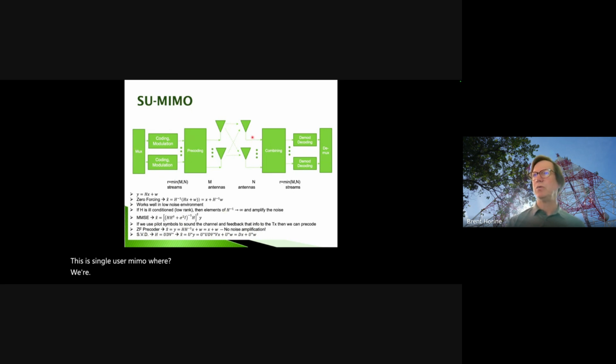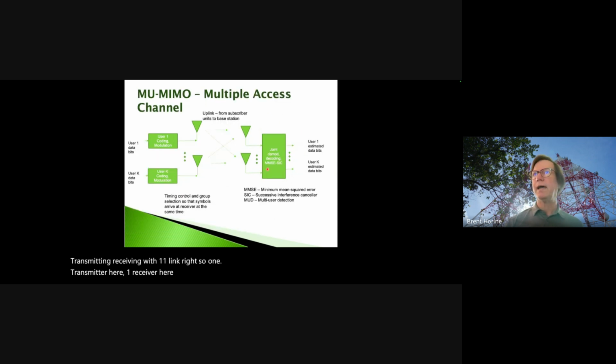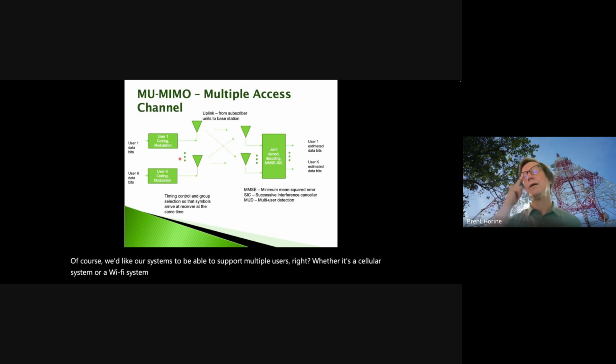transmitting and receiving with one link, right? So one transmitter here, one receiver here. Now, of course, we'd like our systems to be able to support multiple users, right? Whether it's a cellular system or a Wi-Fi system or something like that, right? We want to be able to support multiple users at the same time. That would be great, right?